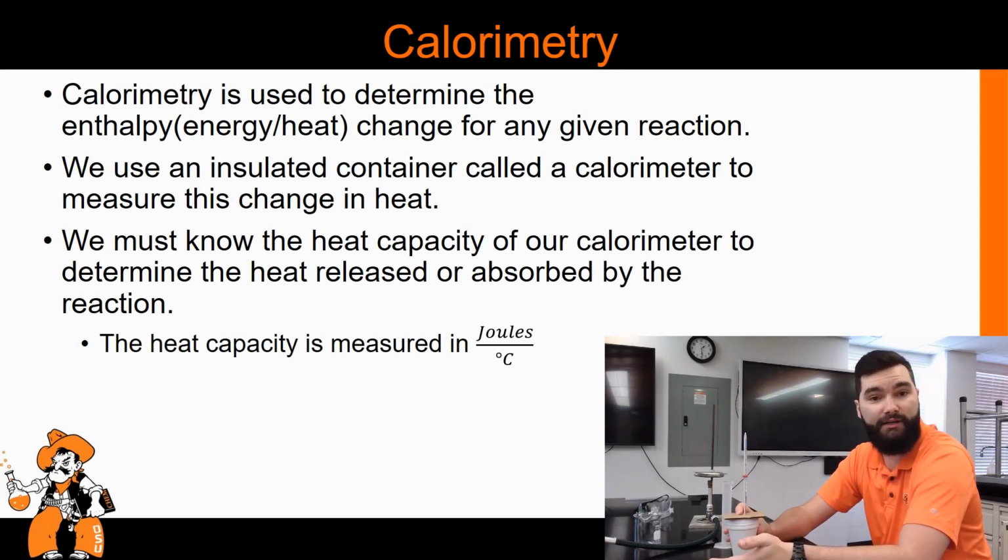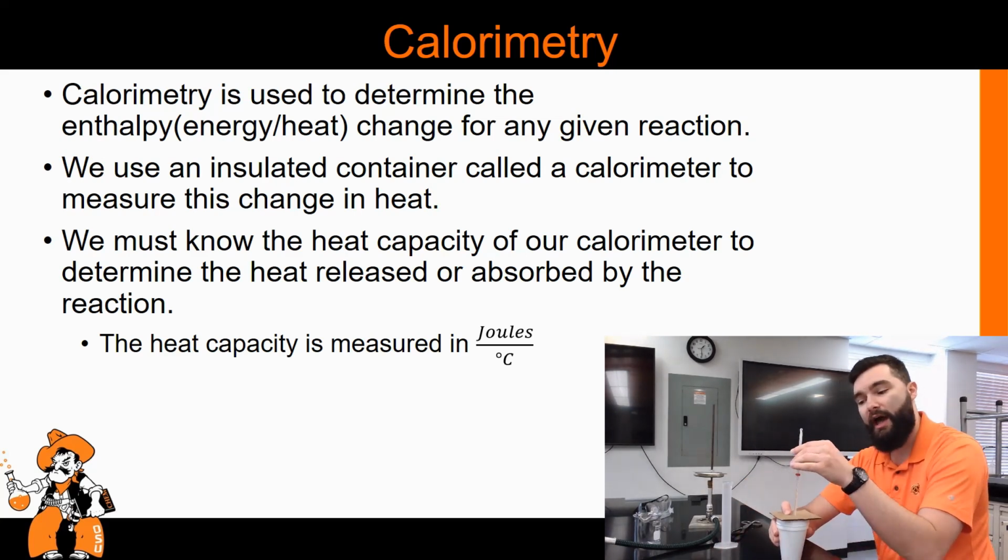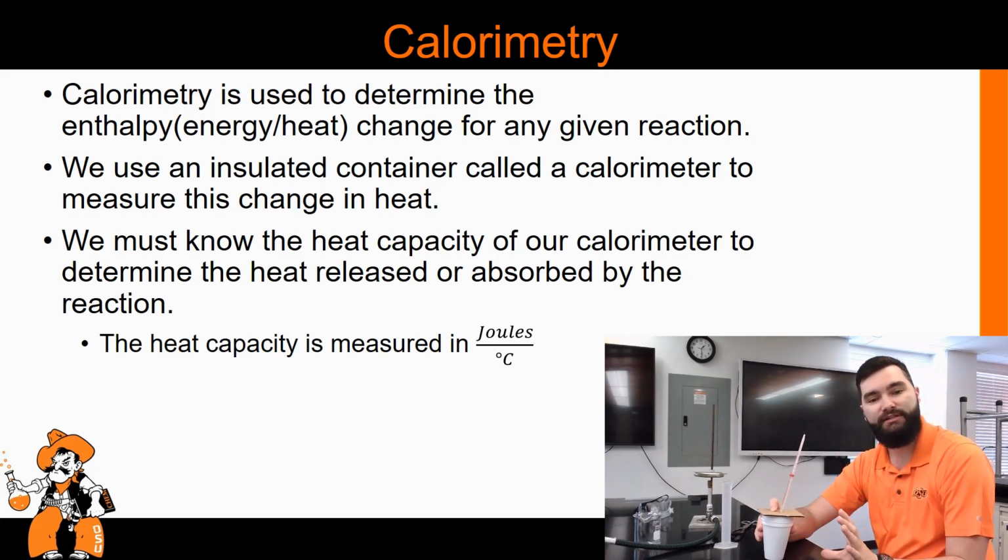In order to figure out the delta H or enthalpy change of a reaction using our calorimeter, we have to know the heat capacity of the calorimeter. The heat capacity of the calorimeter is given in units of joules per degree Celsius. So how many joules of energy does it take to raise the temperature of this calorimeter by 1 degree Celsius? Okay, that's the whole point of our heat capacity.